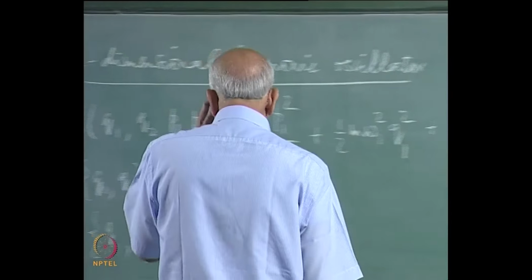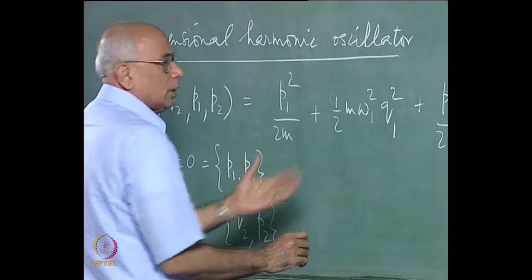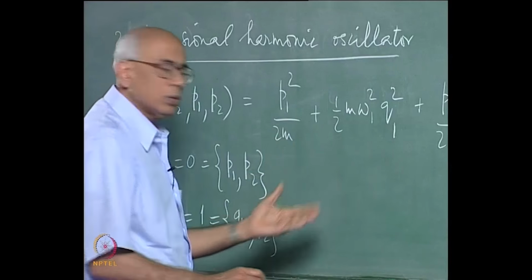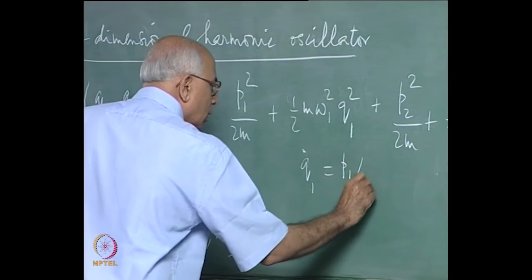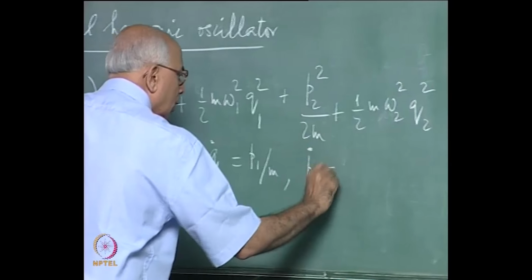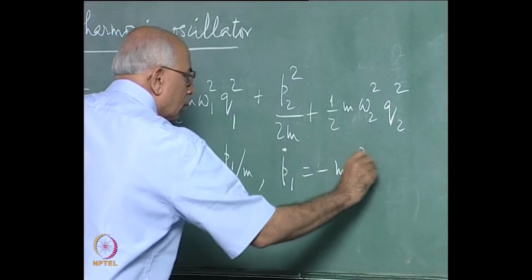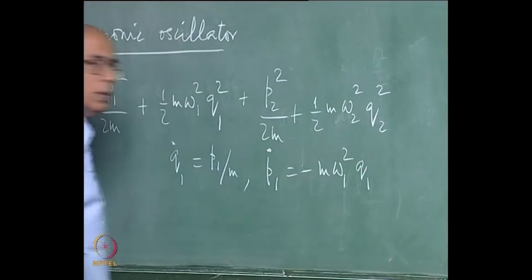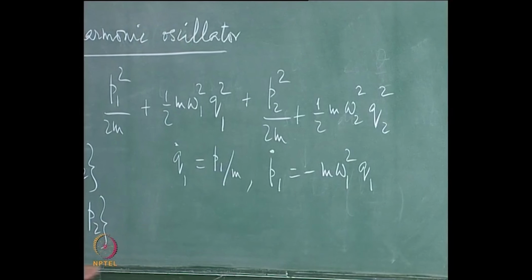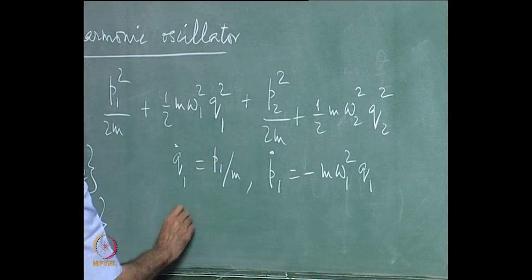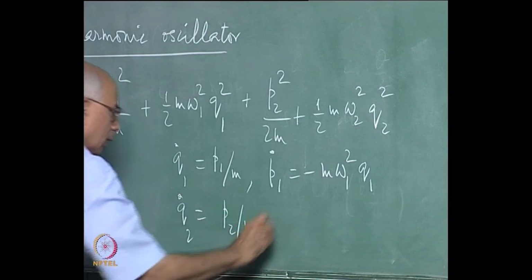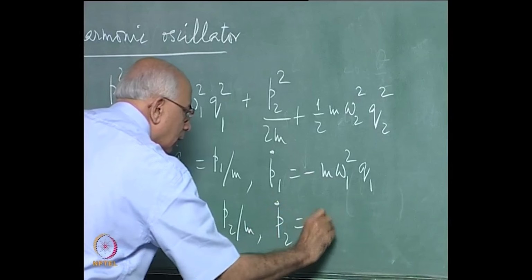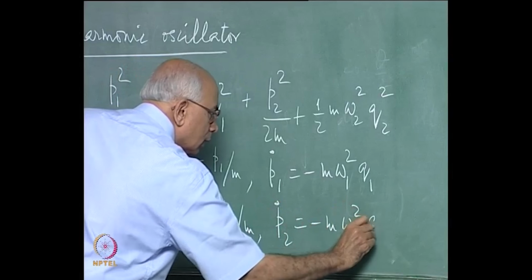What is the set of equations? Well, it is quite evident that they are just two decoupled oscillators, so we can write down the equations instantaneously. This is q1 dot equal to p1 over m and p1 dot equal to minus m omega 1 squared q1, and similarly for 2 with the subscript 2 replacing 1, so q2 dot is p2 over m, p2 dot is minus m omega 2 squared q2.